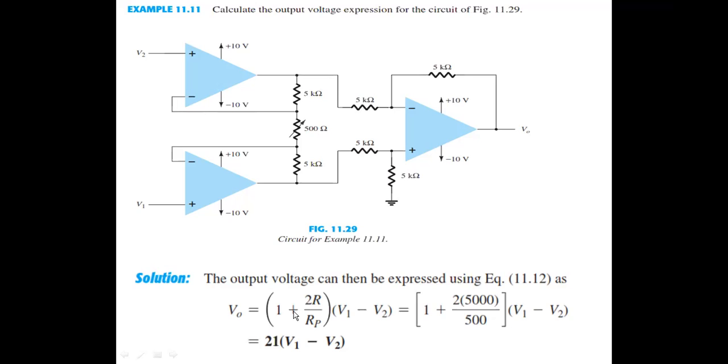So from this relationship, this is 1 plus 2R over Rp. R is 5K and Rp is 500 ohms. So by calculating this factor, this number will turn out to be 21. So 21 into V1 minus V2. So these two inputs will be amplified. The difference of these two inputs will be amplified by 21.